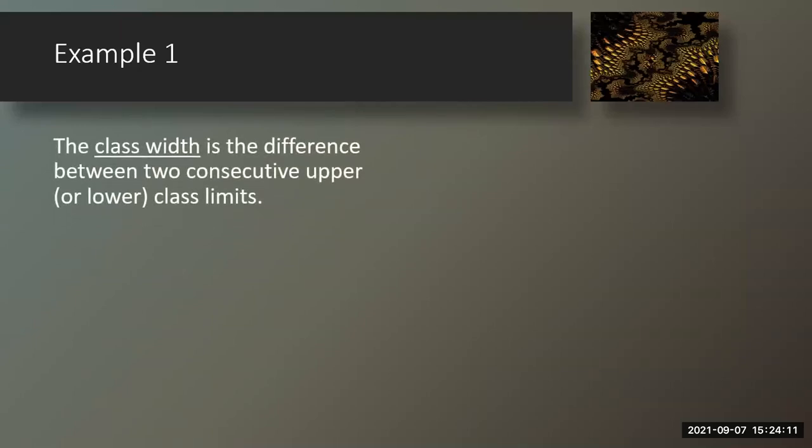Class width is the difference between two consecutive upper or perhaps lower class limits. This one can be a little confusing for students.